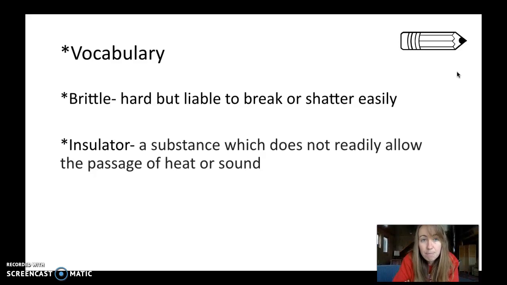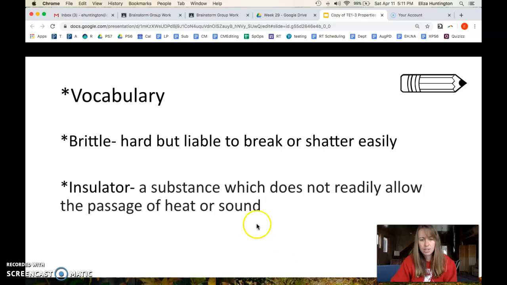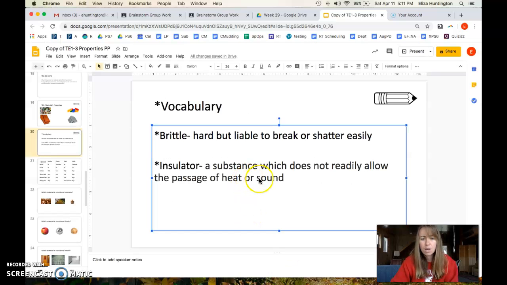And then insulator, we talked about this in class on Friday. An insulator is the opposite of a conductor. So it doesn't allow the passage of heat, or that should say electricity, sorry. Doesn't allow the passage of heat or electricity.